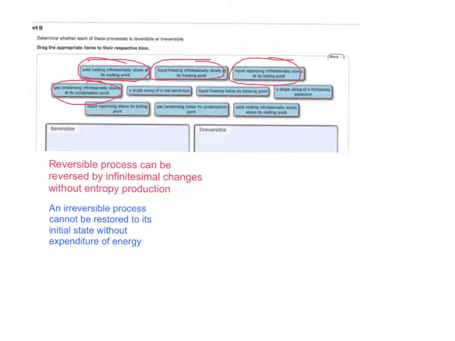Now let's take a look at liquid freezing below its freezing point. Since this is not occurring at the freezing point but below it, we know that temperature is changing and therefore there must be an expenditure of energy. Also, this is not happening infinitesimally slowly, and so this cannot be a reversible process. Instead, this is an irreversible process. In the same way, liquid vaporizing above its boiling point is also irreversible, and gas condensing below its condensation point is irreversible.